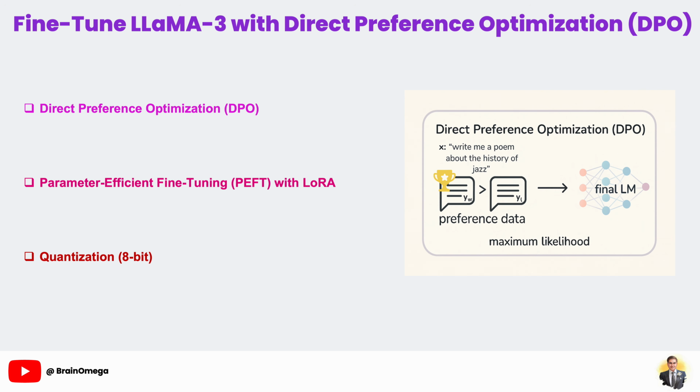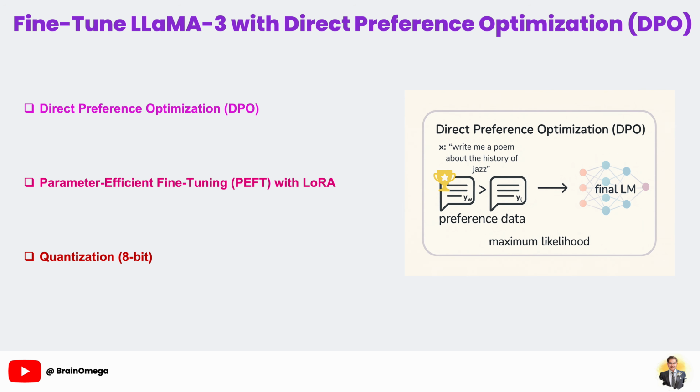Traditionally, to align a model with human preferences, a complex process called reinforcement learning with human feedback, or RLHF, was used. DPO is a newer, more elegant solution. It works with a simple but powerful type of dataset, one that contains a prompt, a chosen or preferred response, and a rejected or less preferred response. The DPO loss function then directly optimizes the model to make the chosen responses more likely and the rejected responses less likely. It's more stable and often more effective than RLHF.